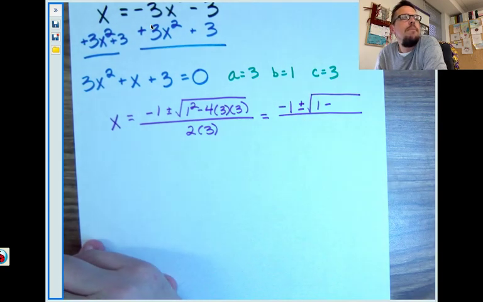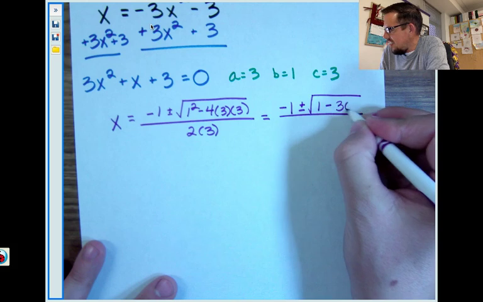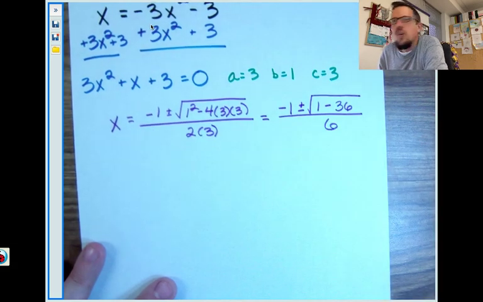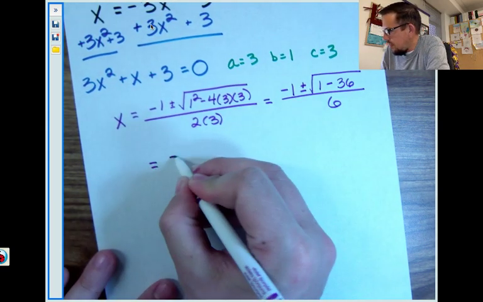4 times 3 times 3 is 36. And 2 times 3 is 6. So inside the square root, I got 1 minus 36, which is negative 35.